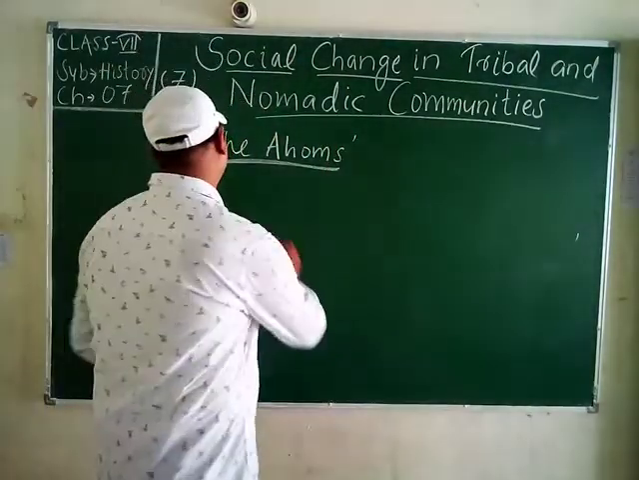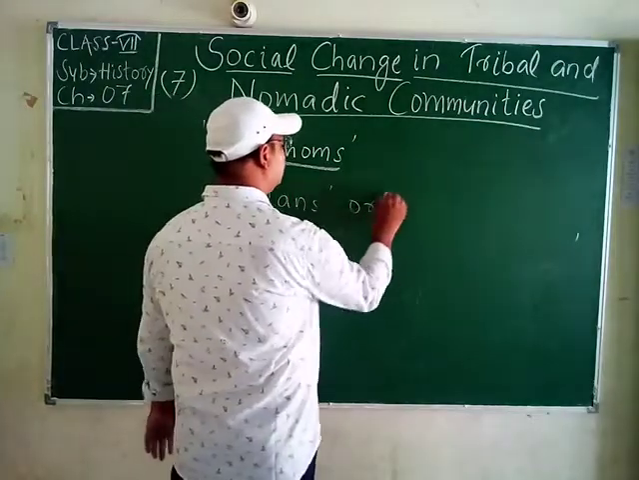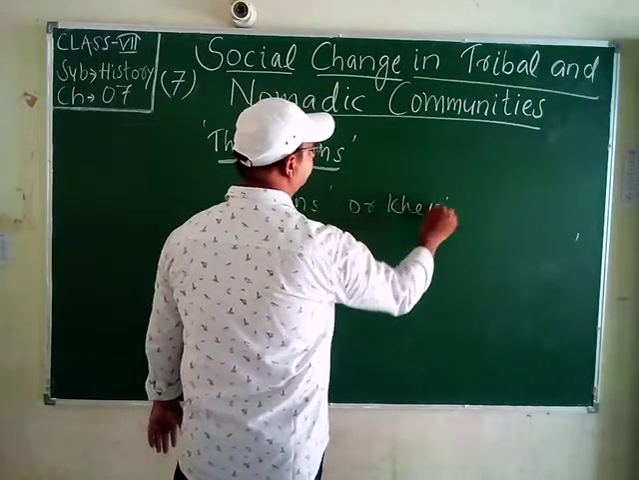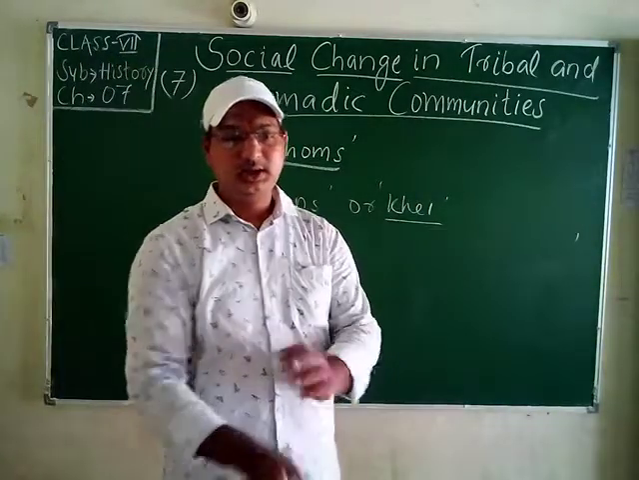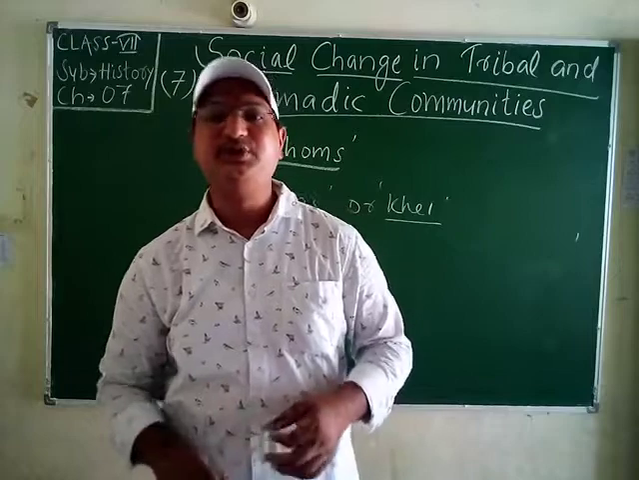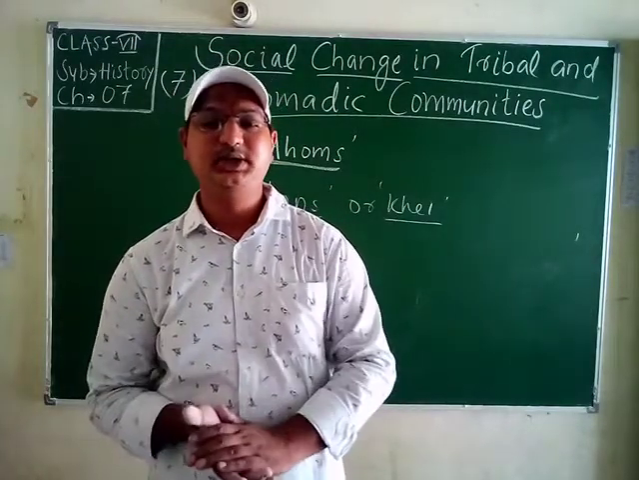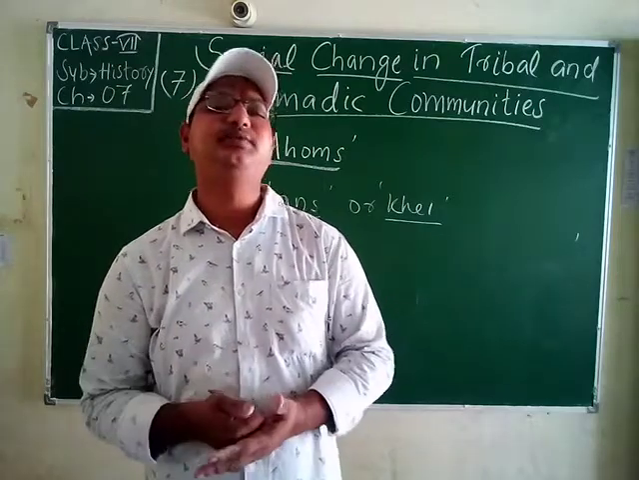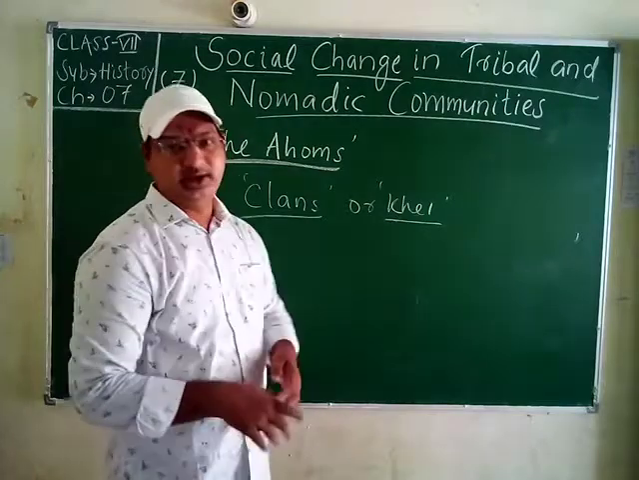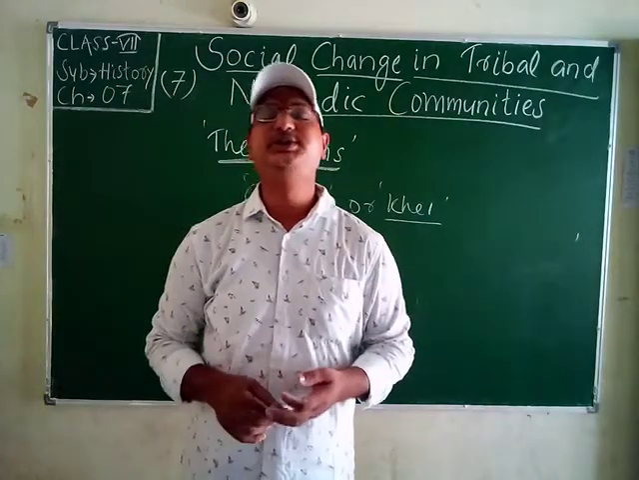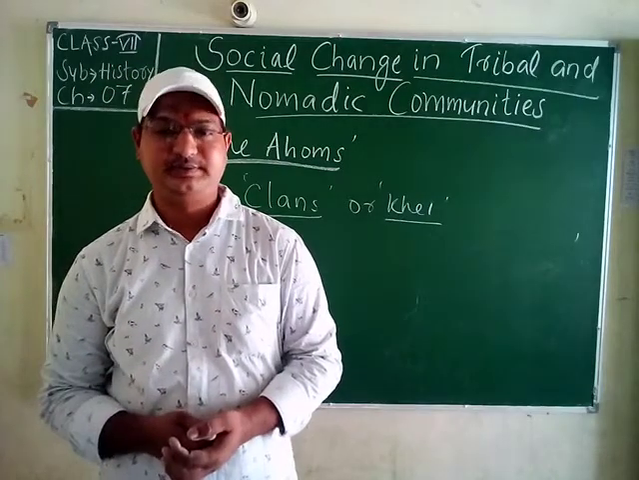Students, it was divided into clans or khel. The peasant was given land by the village community. Even the king did not have powers to take it away without the community's consent. Now students, as I have told you, the Ahoms were divided into groups like clans or khel. Ahom society was mainly village based, and agriculture was the mainstay.